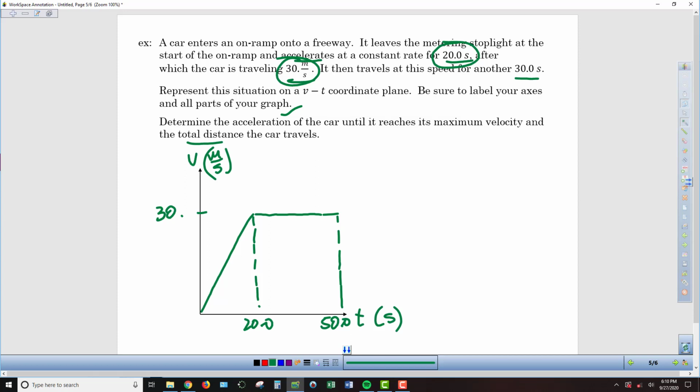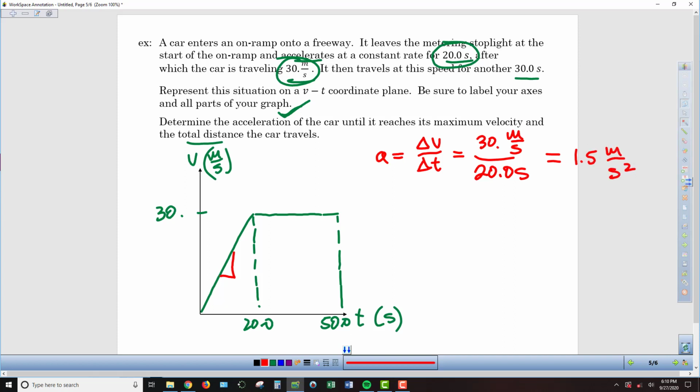So the first thing that we wanted was the acceleration, as it says here. So we're looking for the slope of that line. So acceleration is going to be the change in velocity over the change in time. So my change in velocity is that 30 meters per second, and then my change in time is that 20 seconds. So here we will pay attention to some significant figures as we do our calculation. We're only going to have 2 sig figs in our answer. So we're going to have 1.5 meters per second squared as that acceleration. So we're just finding the slope of that diagonal line during that acceleration period.